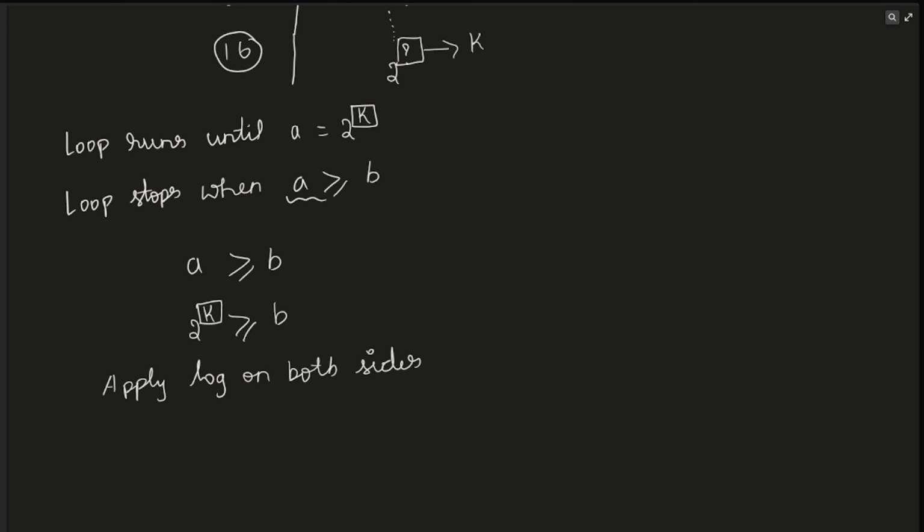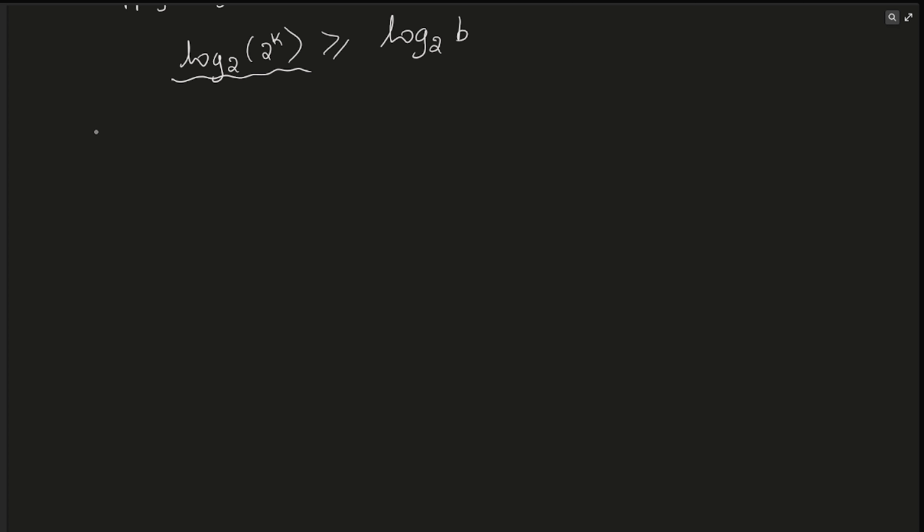Log 2 on both sides. Log 2 of 2^k is greater than or equal to log 2 of b. According to the log general rule, this becomes k. Let us see the general rule first.